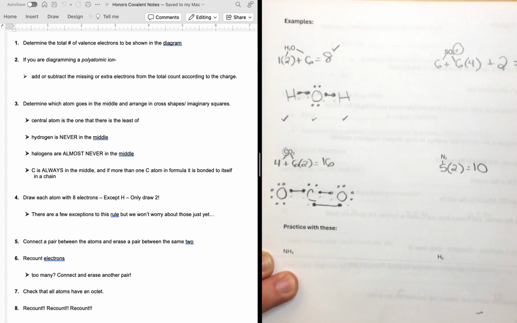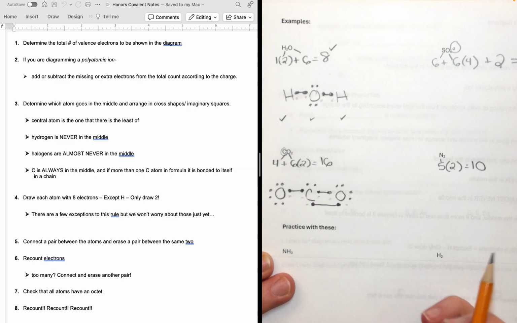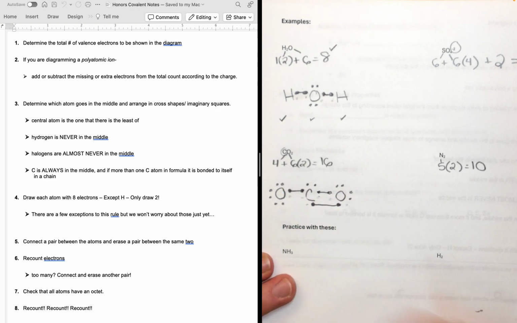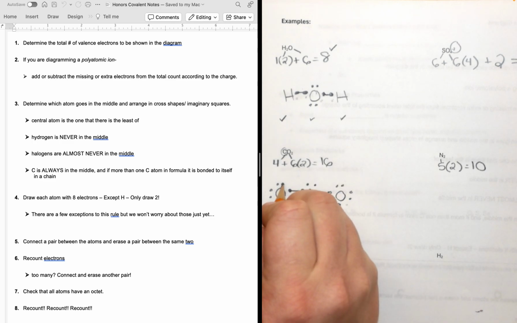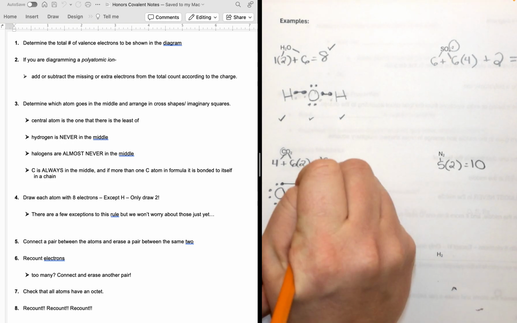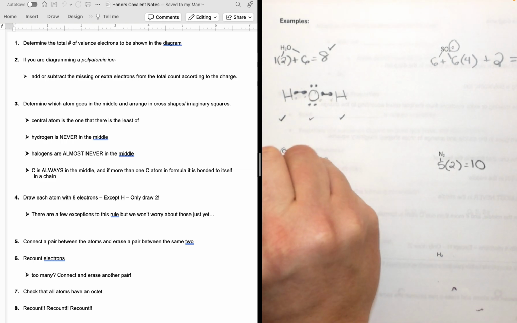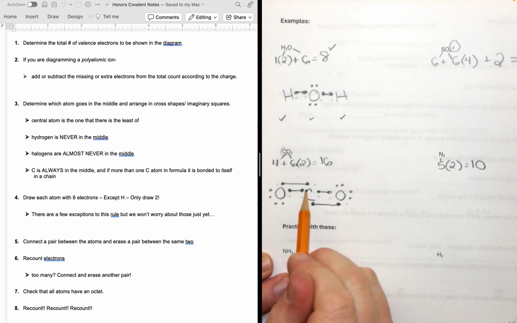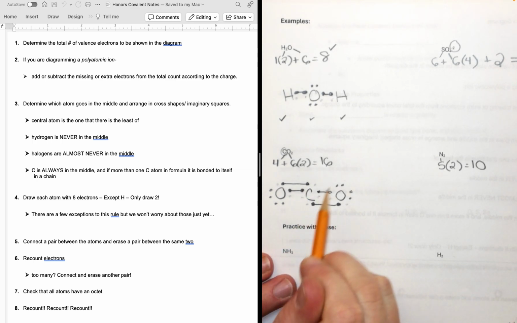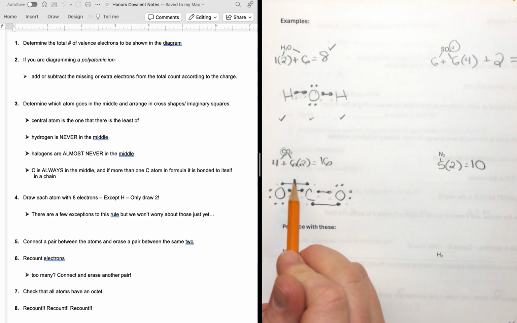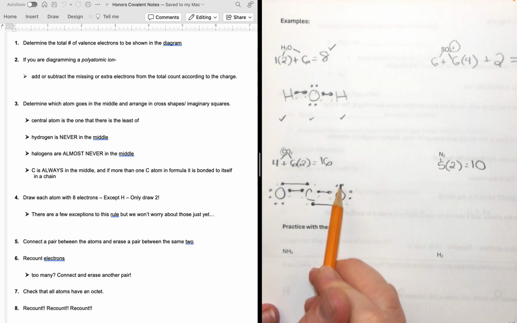All right, so now we're down to 2, 4, 6, 8, 10, 12, 14, 16, 18. So then I'm going to connect on the other side. Now, it doesn't matter if I did the bottom on this side and the top on this side. What's important is I have two bonds on both sides. So now we're going to count it out. 2, 4, 6, 8, 10, 12, 14, 16. So my total number is correct.